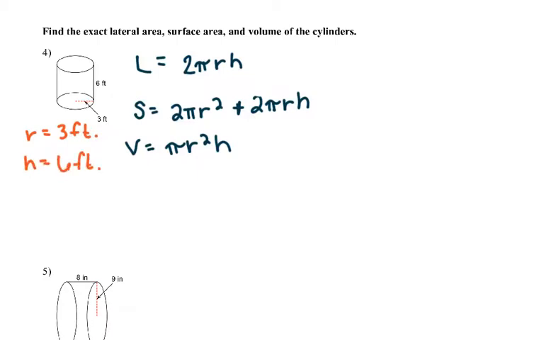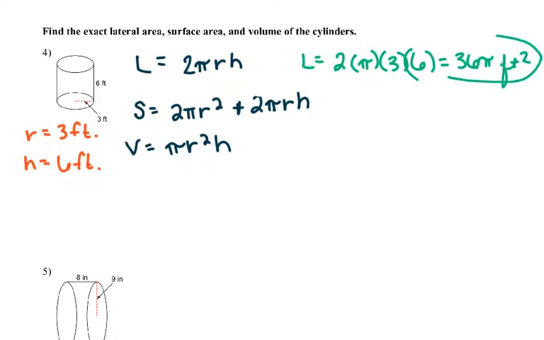we can find the lateral area is 2 times pi times the radius times the height. So 2 times 3 is 6, and 6 times 6 is 36, and 36 times pi is 36 pi, we're leaving it in terms of pi, square feet. So that is that lateral area, if we unravel the soup can.